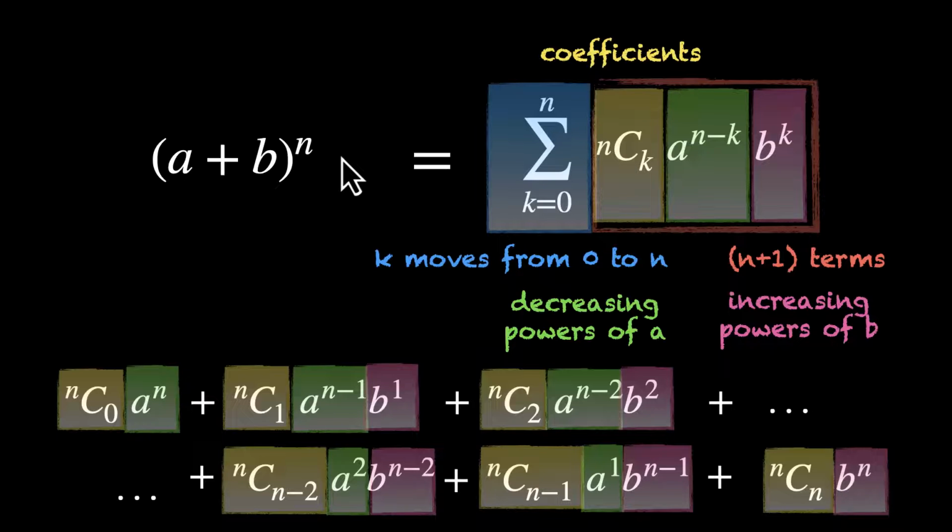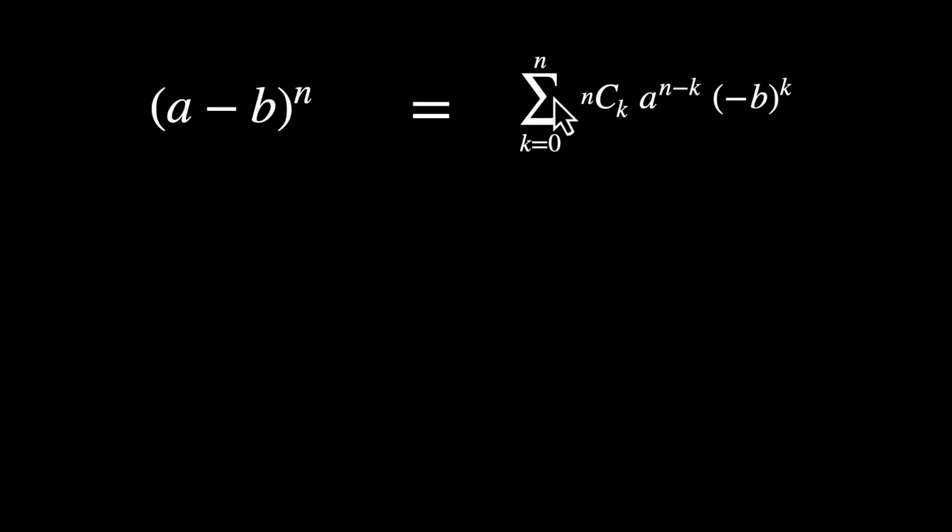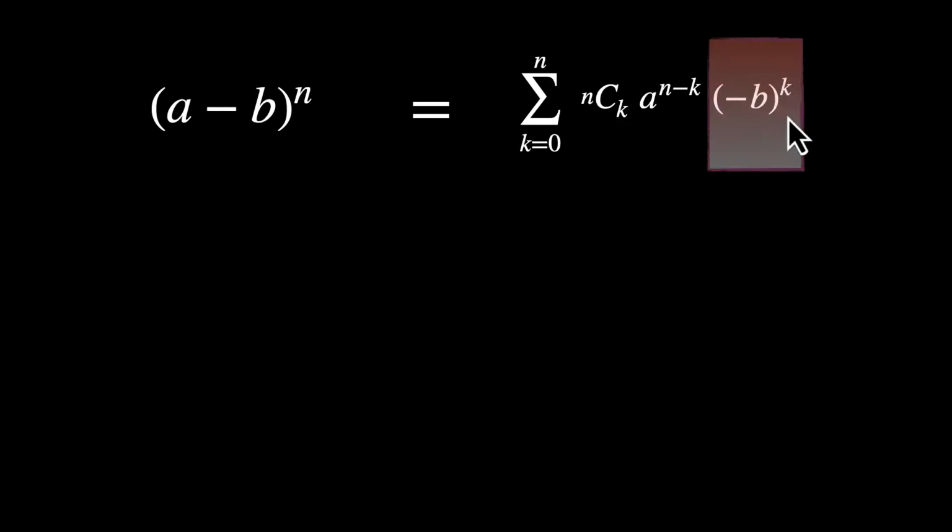Now let's play with it. The first thing that we can do is change this value of b to minus b. By doing this, we'll get the expansion for (a - b)^n. So let's do that. (a - b)^n is actually equal to the summation from k = 0 to n, everything remains the same, and then finally we have (-b)^k. The only change is that from b, we move to -b.